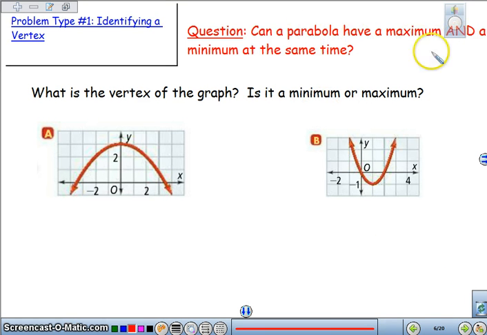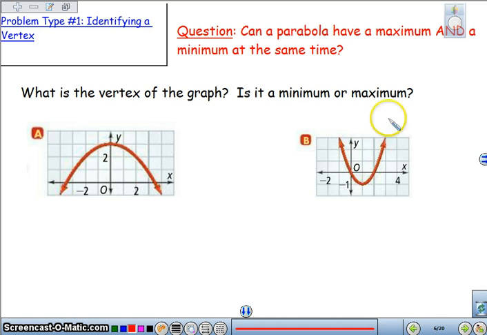Can a parabola have both a maximum and, if you look at your notes, a minimum at the same time? No, it cannot. It must either be a minimum or a maximum. So you're going to be asked in your homework, what is the vertex of the graph? Well, the vertex in this point would be at 0, 3. Is it a minimum or a maximum? This would be a max. All the points are below this, so this is our maximum point.